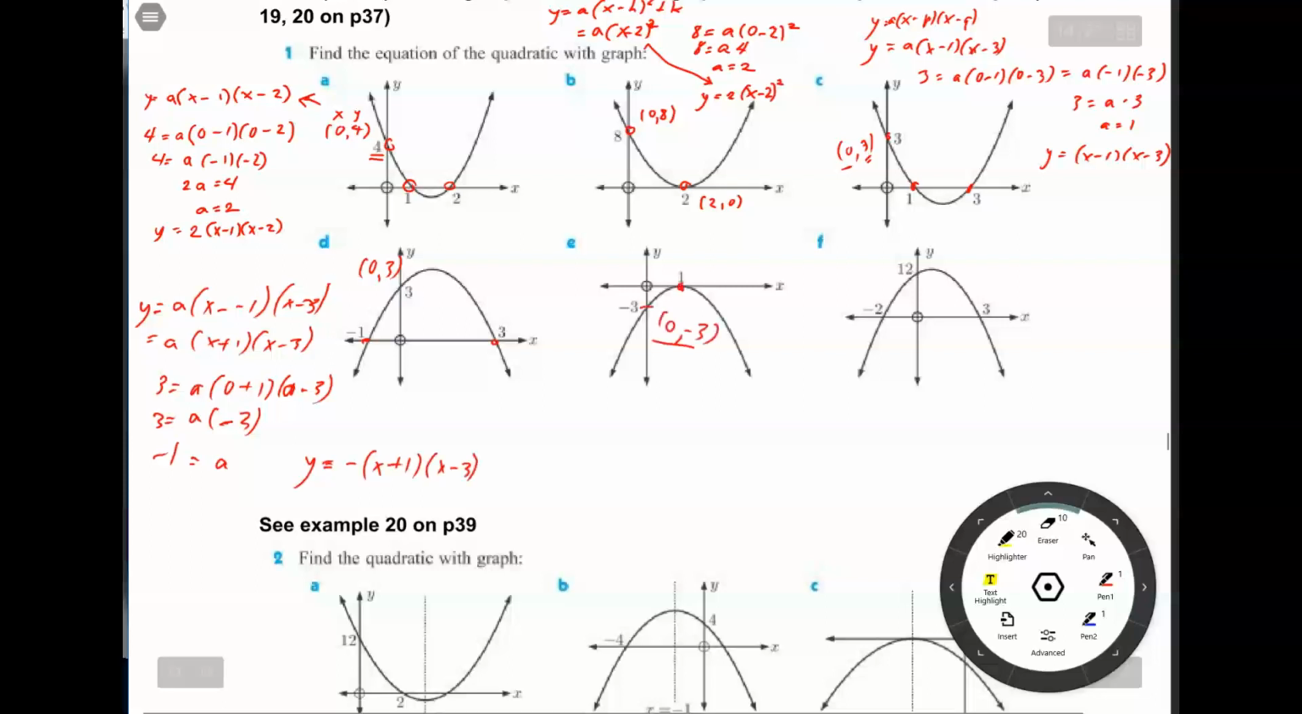For this next one, they give us a vertex at, it looks like it's at 1, 0. That's the vertex. And the y-intercept is 0, negative 3. So let's do it in vertex form. So we'll have a times x minus 1 squared plus 0. And then we'll put x equals 0 and y equals negative 3 into our formula.